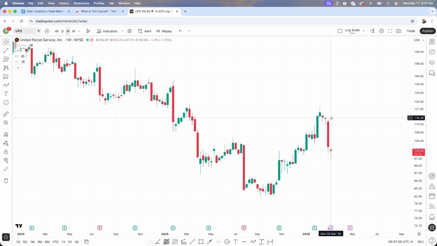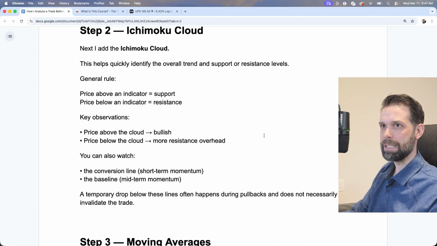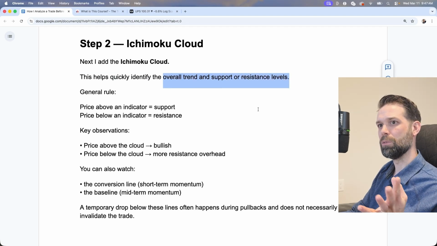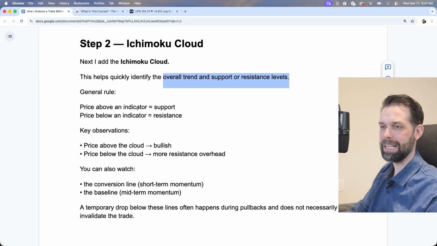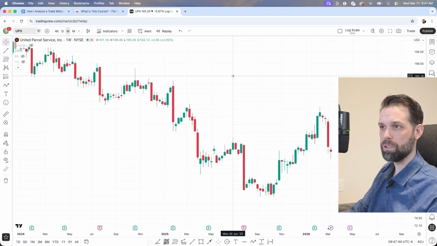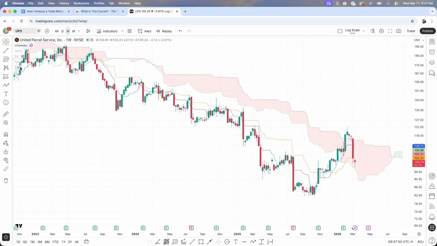We want to quickly look at the weekly chart or the monthly chart and just identify that we're in a general bullish uptrend. So the next thing that we can look at is a technical tool that we use called the Ichimoku Cloud. This helps identify the overall trend, and it does offer some support and resistance. A general rule is that when price is below one of the indicators on this technical indicator, it will act as resistance, and when price is above a technical indicator, it will act as support. So let's jump over to UPS, stick to the weekly chart, and put on the Ichimoku Cloud.